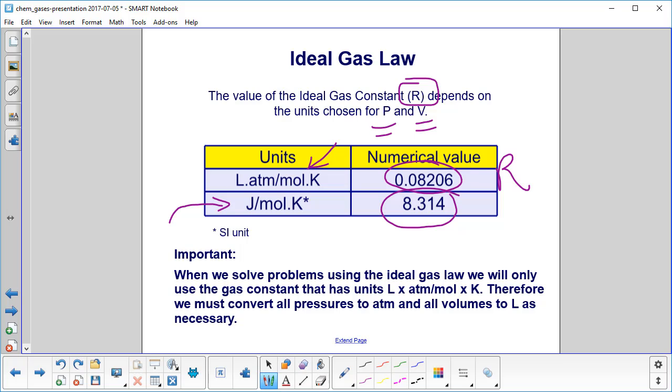However, in chemistry, when we solve problems, you can see this is important because it's in bold. We will only use the gas constant that has these units here: liters atmospheres per moles Kelvin. Therefore, when we do problems, all pressures have to be in atmospheres and all volumes have to be in liters.